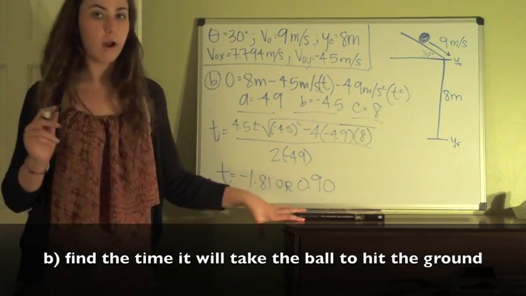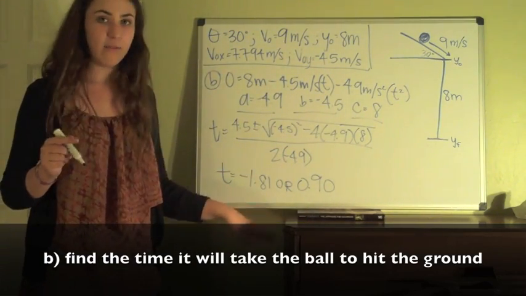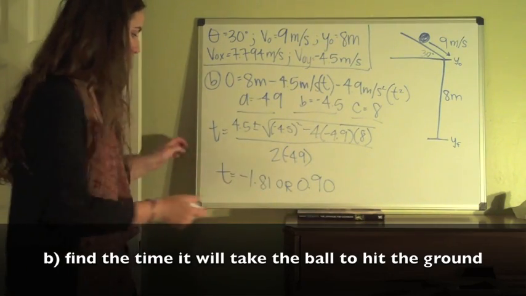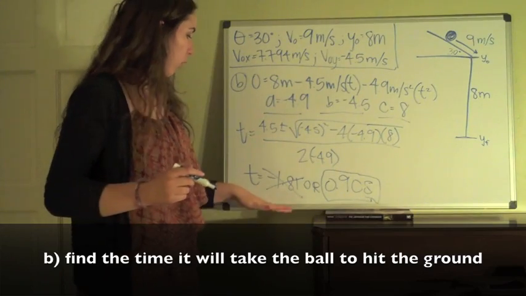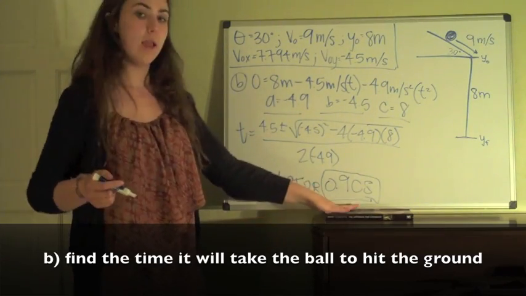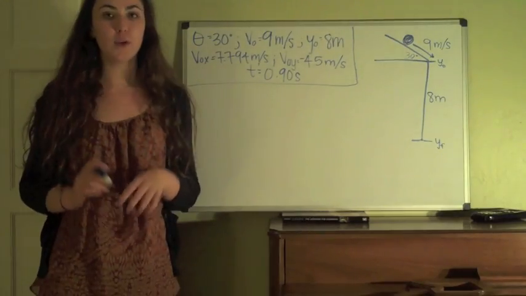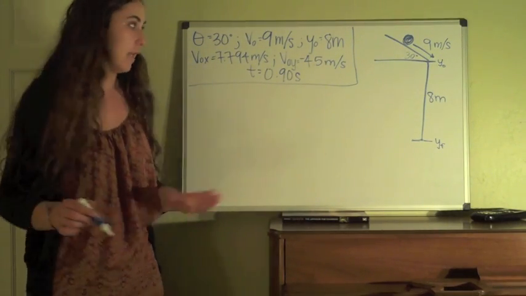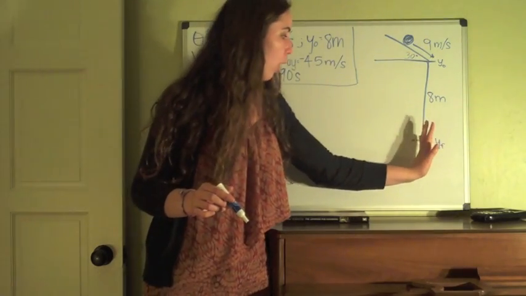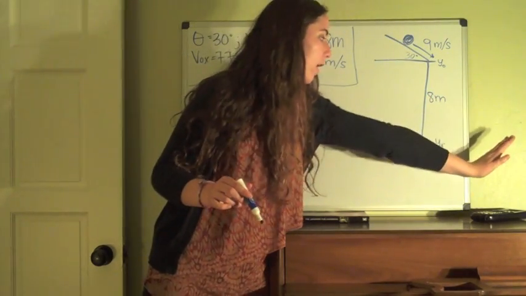So we have two values, but we can see here that one of them is negative, and time can never be negative. So we automatically know this answer is not possible. So we can see that the only possible answer for time is 0.9 seconds. So finally in this problem, we're asked to solve for the horizontal distance that the ball will be from this wall when it hits the ground.